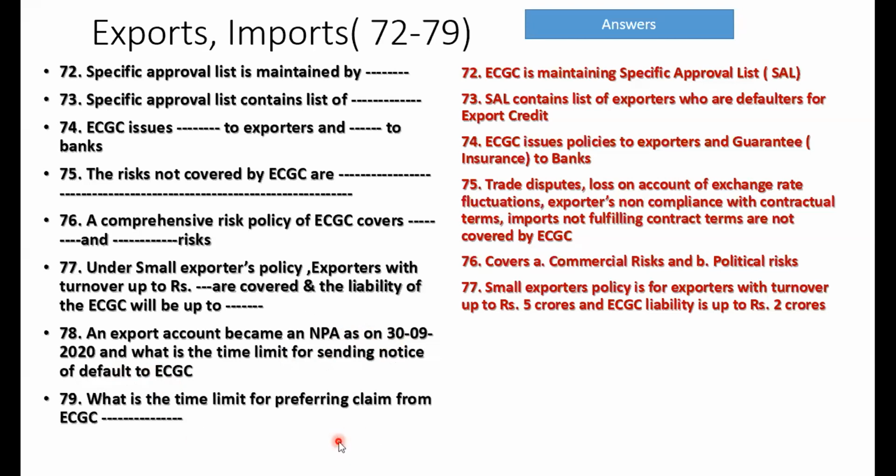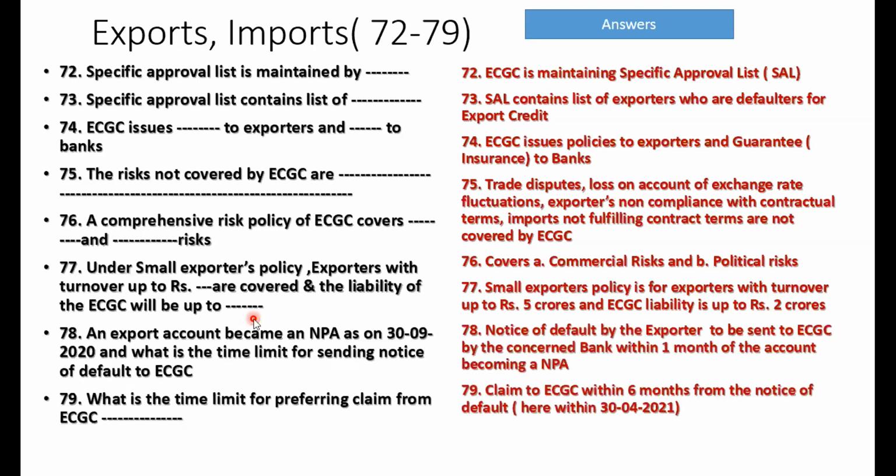So 1 plus 6. Within 1 month of the account becoming NPA you have to send the notice, or 4 months from the due date of the bill, or the due date of the packing credit. Our 90 days concept is 3 months, so 4 months from the due date or 1 month from the account becoming classified as NPA, you have to send a notice to ECGC, and within another 6 months from the date of notice to ECGC, you have to prefer the claim. The time factor also they will ask.